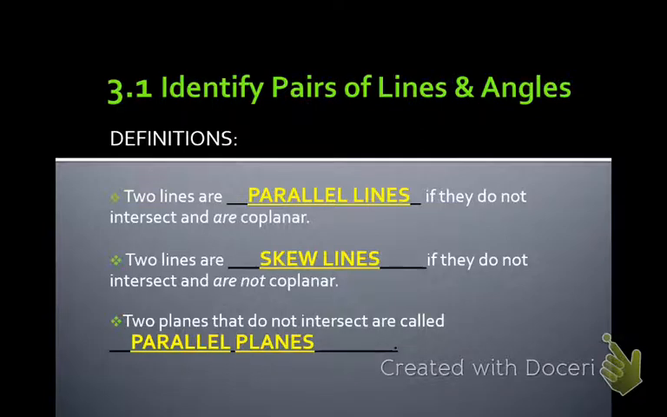Two planes that do not intersect are called parallel planes. Your desktop and the floor could be considered parallel planes. They're not going to intersect. The ceiling and the floor, parallel planes, do not intersect.